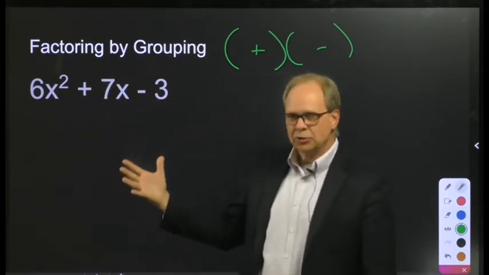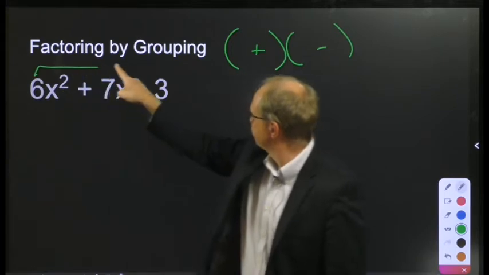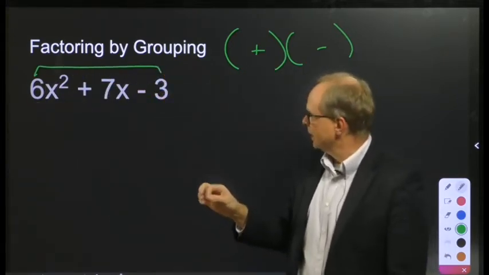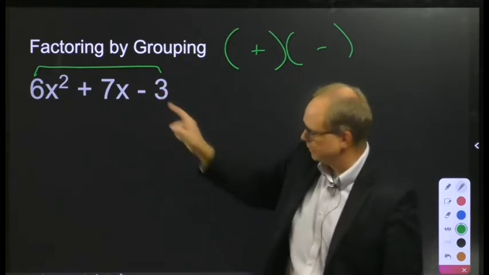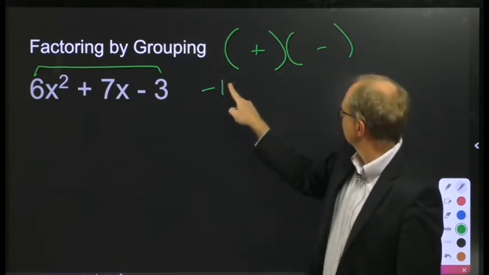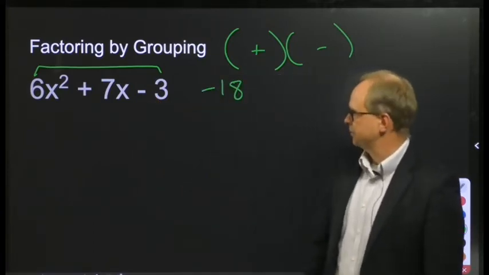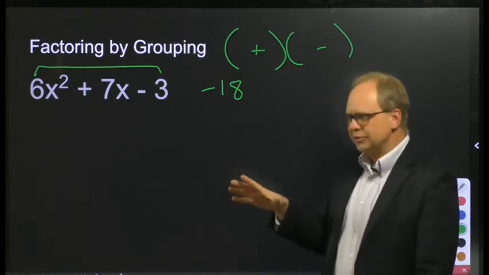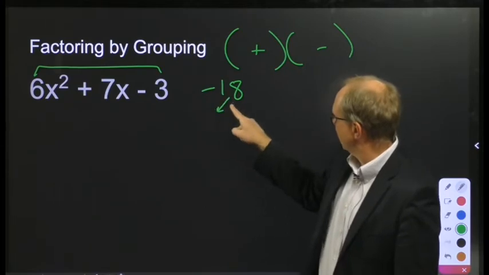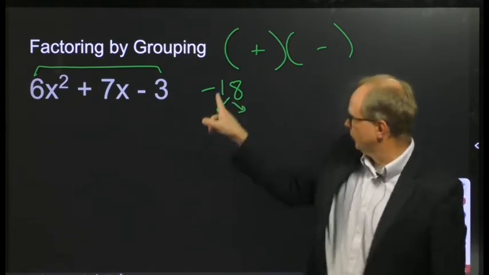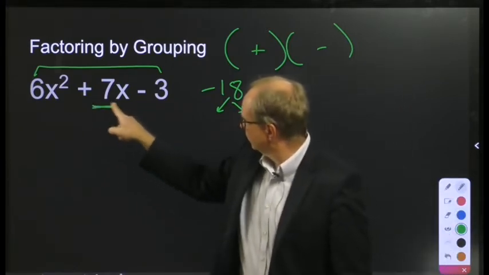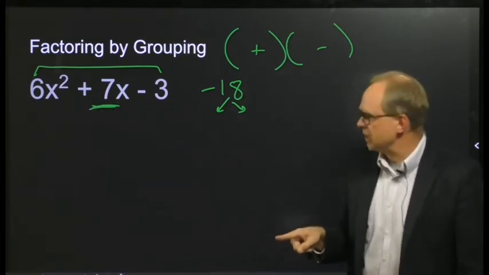Well, in the factoring by grouping part, the first thing we're going to do is take the coefficient out front of the x squared term and multiply it by the very last term, keeping track of the sign that's there as well. So 6 times negative 3, you get negative 18. Now, this part is just like the normal portion of factoring, where we have to take the factors of negative 18 that combine to make a positive 7.